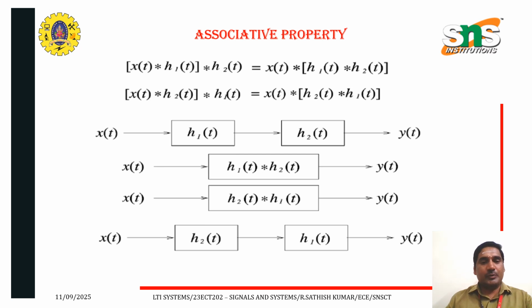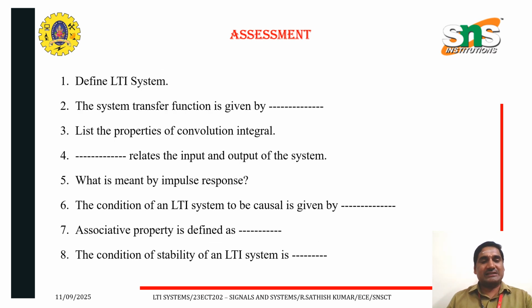Now the associative property: x of t multiplied with h1 of t, again multiplied with h2 of t, is equal to x of t into h1 of t into h2 of t. On the left hand side, x of t is multiplied with h1 of t and again with h2 of t, which produces output y of t. On the right hand side, x of t is multiplied with h1 of t into h2 of t, which produces output y of t. Now we can see the assessment.